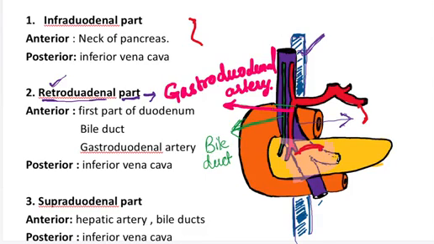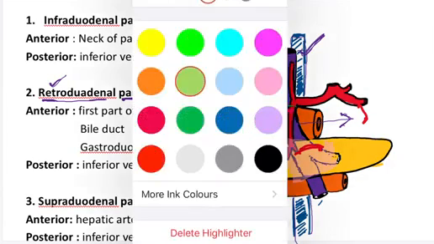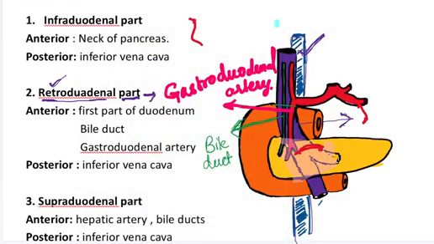Then we come to the supraduodenal part. Supraduodenal part means the part of the portal vein which is lying above the duodenum. So this part, which I am going to highlight with a different color now, this blue color highlighted part is the supraduodenal part. So the structures that are present anterior to the supraduodenal part of the portal vein are the hepatic artery and the bile duct.